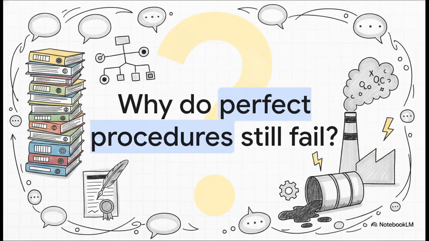So think about this for a second. Why do perfect procedures still fail? If you're an auditor, an environmental manager, or an operational leader, you probably know this frustration intimately. You walk into a facility and they've got flawless documentation. We're talking heavy binders, perfectly color-coded flowcharts, signed commitment statements from the CEO, the whole shebang. And yet, they still suffer from chemical spills and regulatory violations. How in the world does a perfect paper system break down so spectacularly out there on the factory floor?